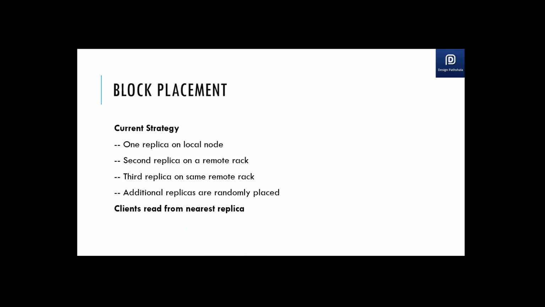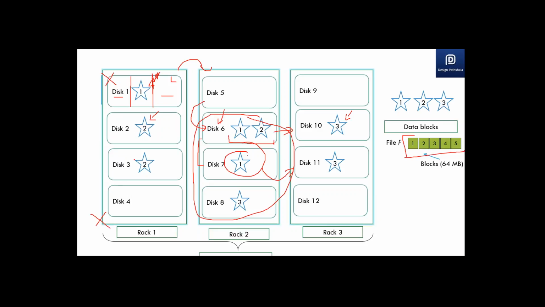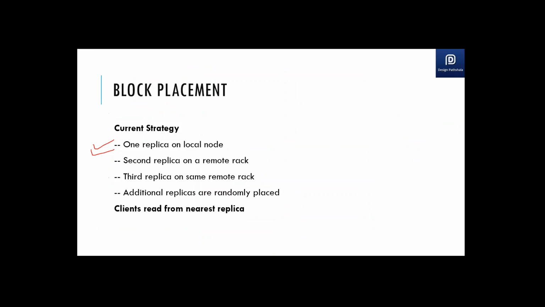Okay, so the block placement strategy, which I've already discussed in the previous slide. That is this one. One replica goes on the local node. Why the local node? Because I can reduce the transfer time of the block. When a client gives a write request, he or she might be sitting on any of the data nodes of the cluster. So the first copy is based on the local node. That is the default one if the local node is free. Otherwise, it might go somewhere else. The second and third will go to a remote rack, and additional ones will be randomly placed on different racks.